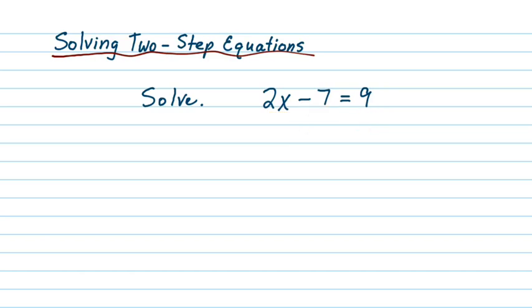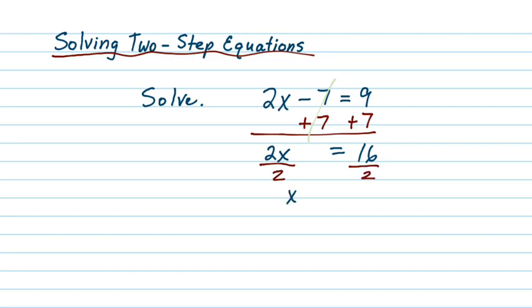And so let's try adding 7 to both sides first. When we do that, notice the 7s are going to add up to 0 here, and so we're just going to be left with 2x. On the other side we get 16. And then you can either do that in your head, or you can just divide each side by 2 to get that x by itself. And we're going to get x equals 8.